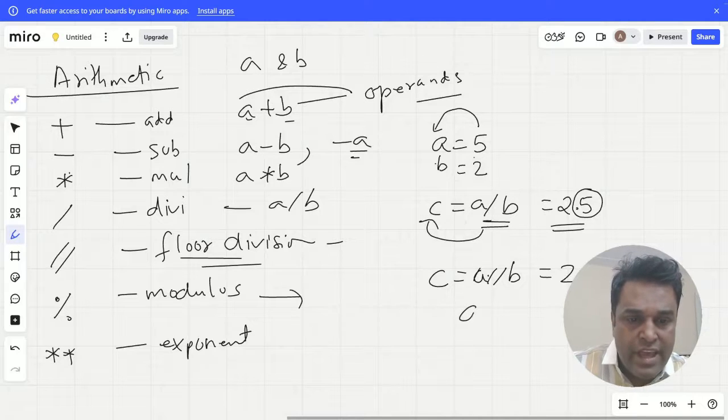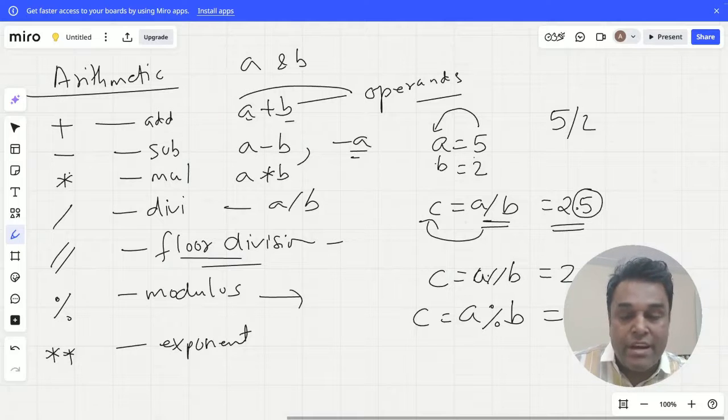Modulus is also like a percent b. This is also going to divide a by b, but we are going to take the remainder and not the quotient. If we divide 5 by 2, the remainder will be 1. We are taking the remainder, and that is the difference between floor division and the mod operator. If any calculation requires the remainder part, we use this percentage character.